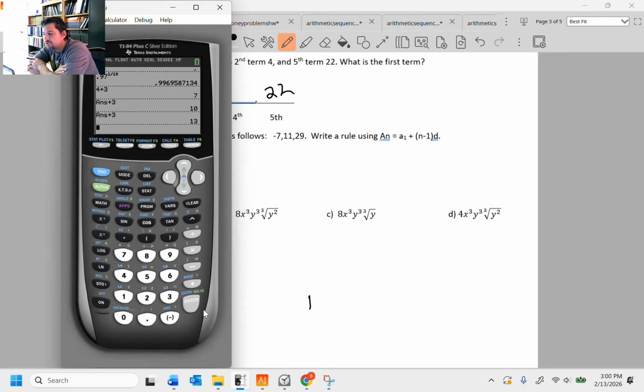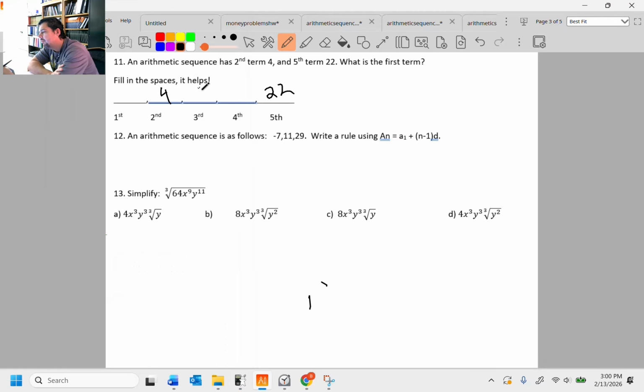Now what is it? All right, well, the difference between these two terms is 18. It's going to be a 6 because there's 3 times you add. 4 plus 6 is 10, plus 6 is 16. 16 plus 6 is 22. Maybe you can't add. I don't know. You need to fix that. First term is negative 22.